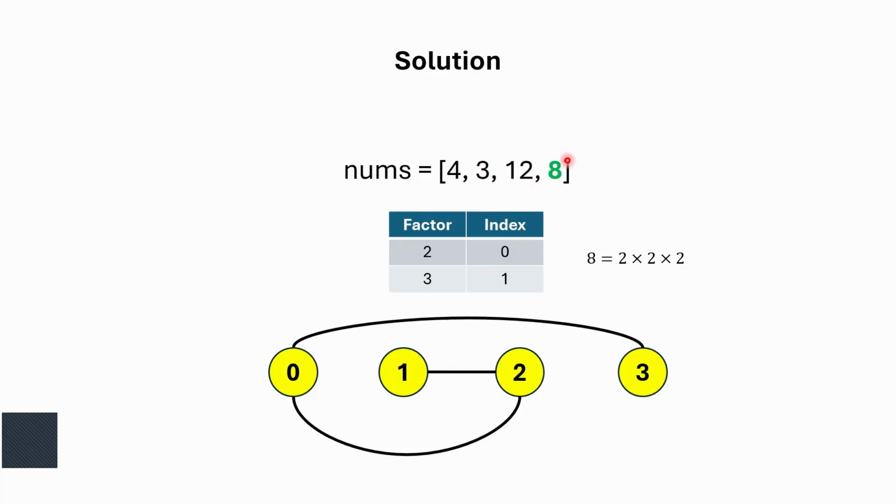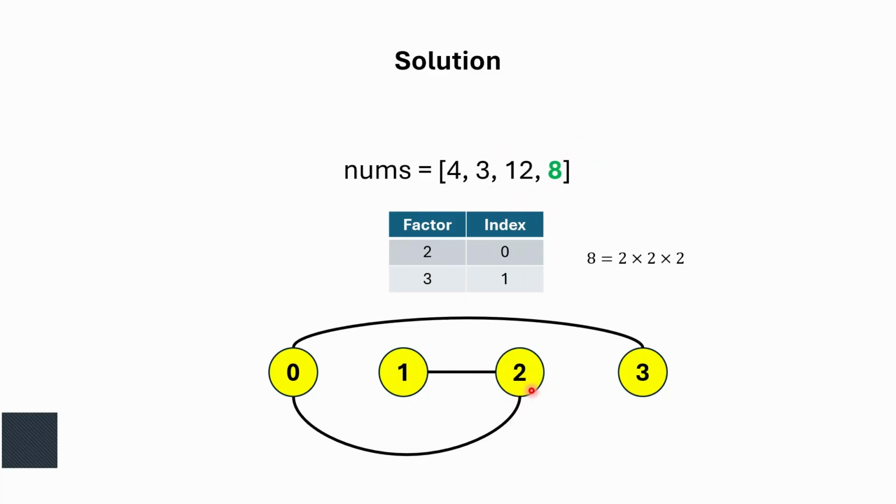Because they share no common factor. And so we can do a valid sequence of traversals by first going to 12, which means from index 1 to index 2, because these two share the common factor 3. So we can traverse from 3 to 12.